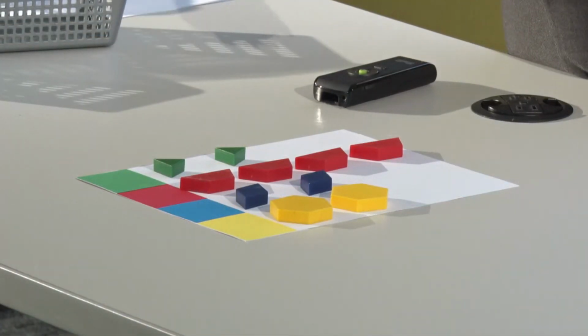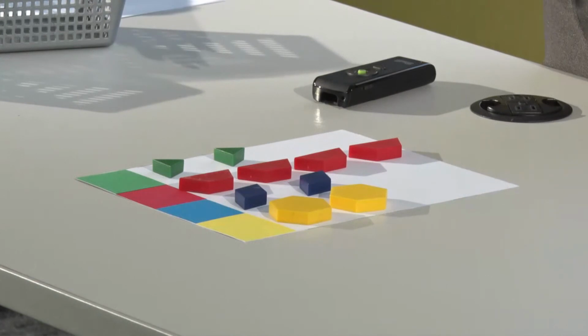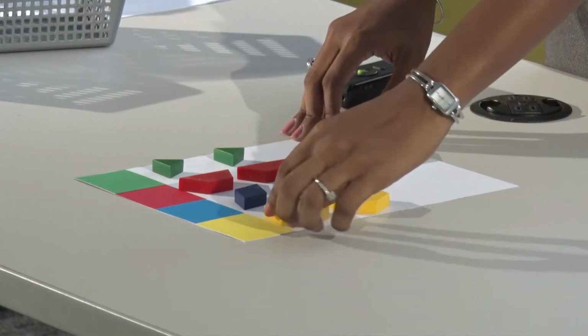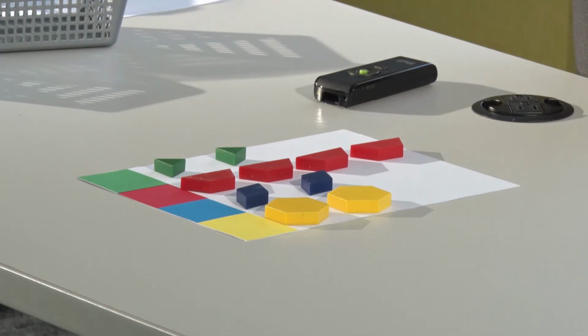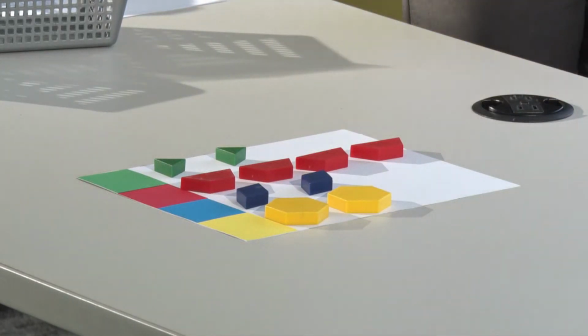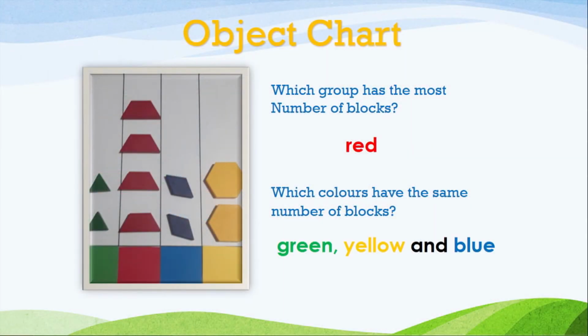Which colors have the same number of blocks? As we look back at our object chart, we realize that 3 colors have the same number of blocks. Green has 2, blue has 2, and yellow has 2. So the colors which have the same number are green, yellow, and blue.